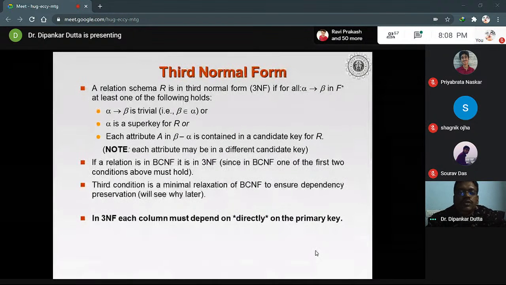Alpha implies beta is trivial, that is, beta belongs to alpha. Or alpha is a super key for R. Or each attribute A in beta minus alpha is contained in a candidate key for R. Each attribute may be in a different candidate key.